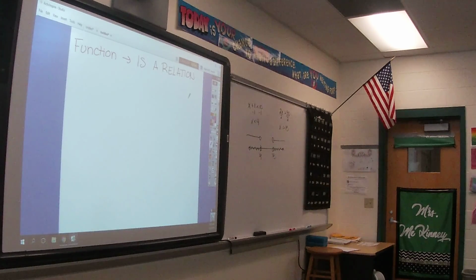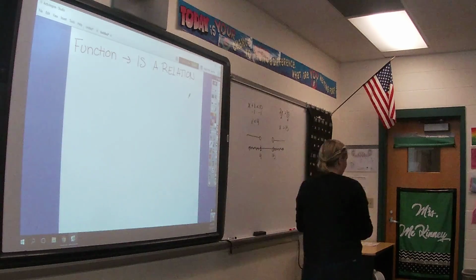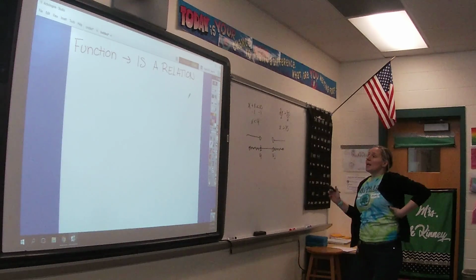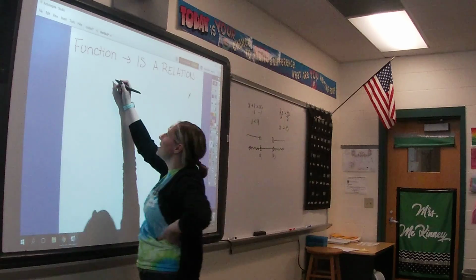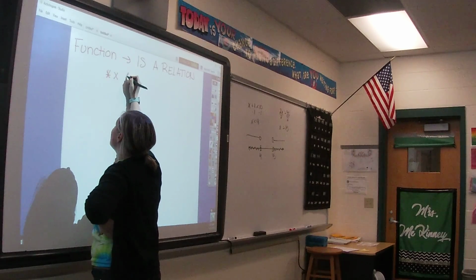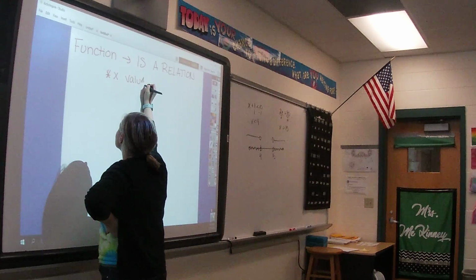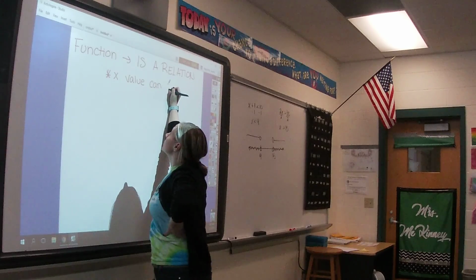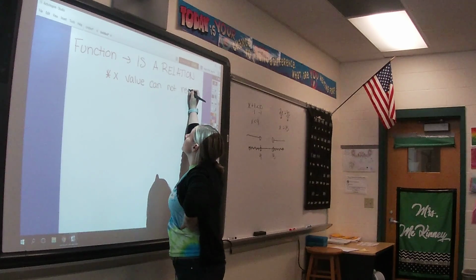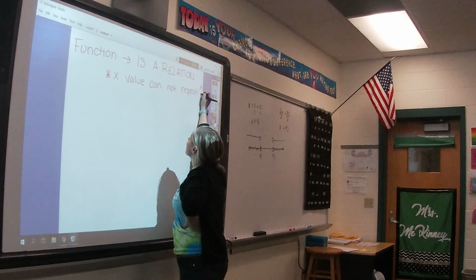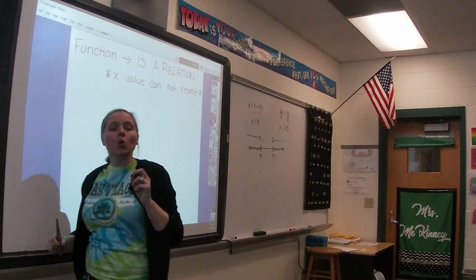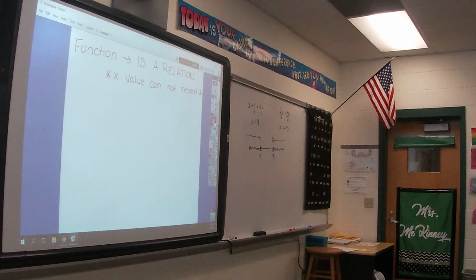Okay, so it is a relation, but it has a special fact that says the x value can't repeat. Which means we don't want to see a duplicate of the x value. I can't use the same number more than one time.